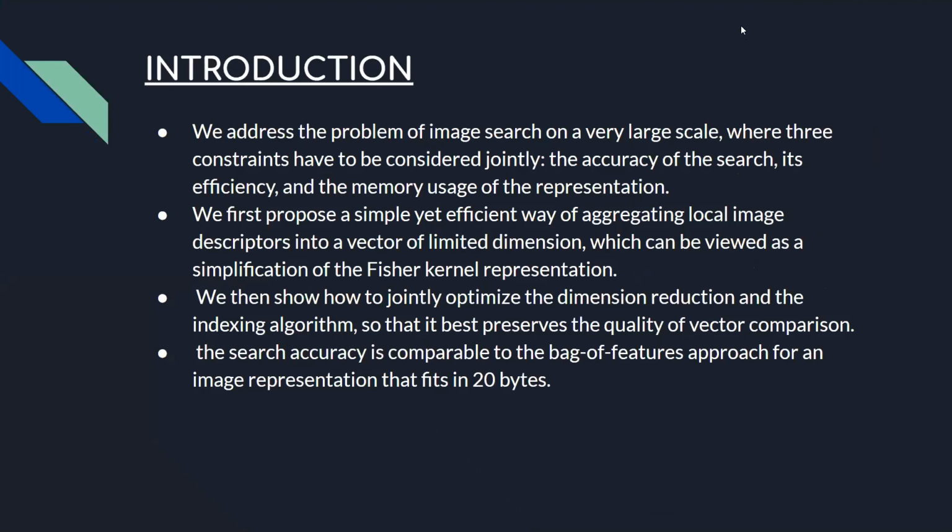In this presentation, we address the problem of image search on a very large scale, where three constraints have to be considered jointly: the accuracy of the search, its efficiency, and the memory usage of the representation. We first propose a simple yet efficient way of aggregating local image descriptors into a vector of limited dimensions, which can be viewed as a simplification of the Fisher kernel representation.